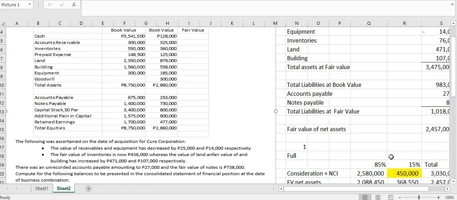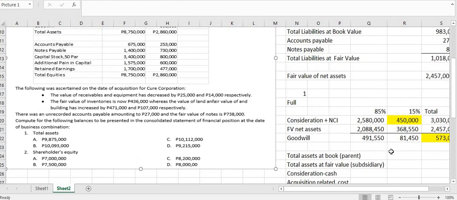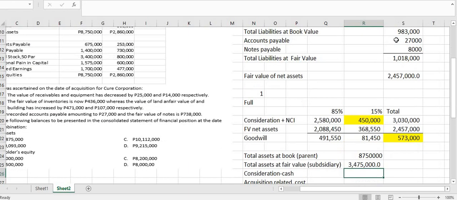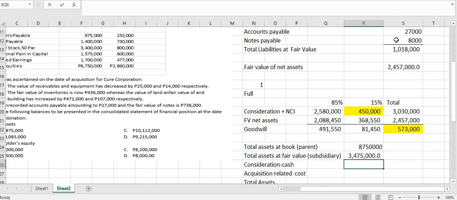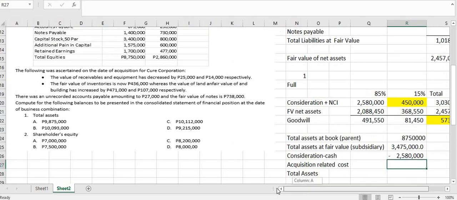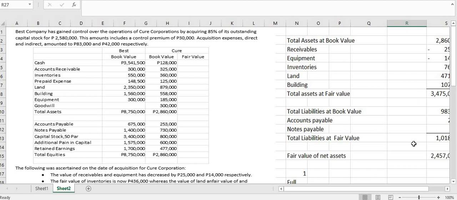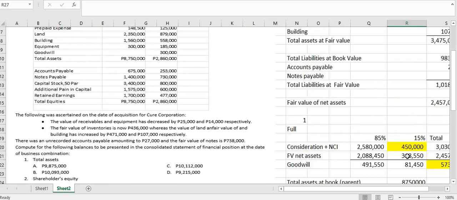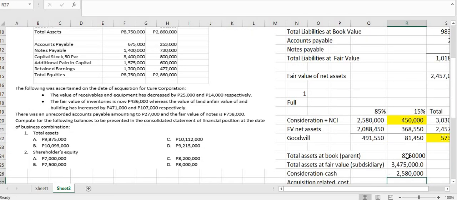it should be total assets at book value of the parent, that's 8,750,000, plus total assets at fair value of the subsidiary, which we computed earlier, 3,475,000. Then the consideration in cash of 2,580,000, we deduct. Then the acquisition-related costs we incurred, 83,000 and 42,000, we also deduct, because the acquisition is not yet recorded. Once recorded, of course, they will be deducted from the cash account of the parent.